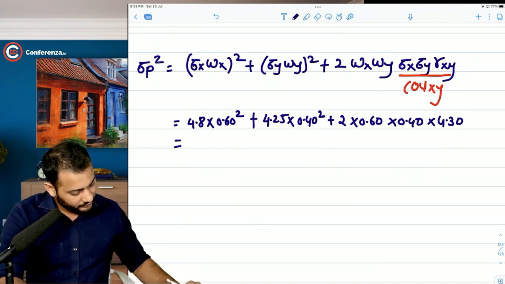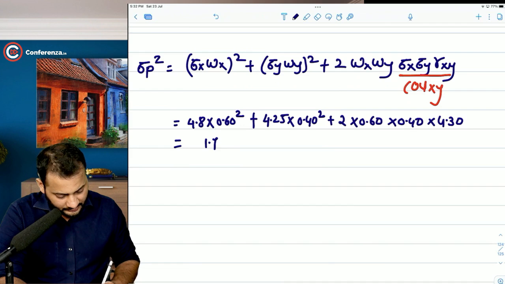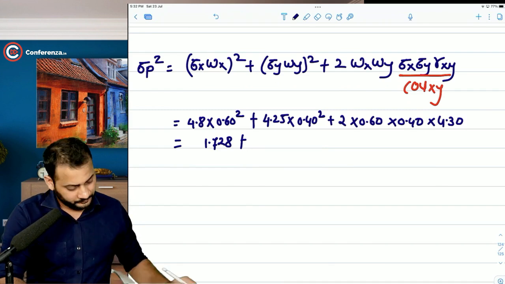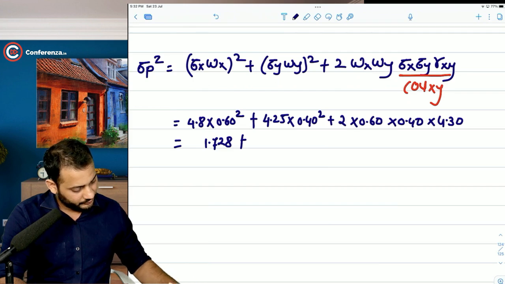Let's solve this. 0.6 squared into 4.8 equals 1.728 plus 0.40 squared into 4.25.